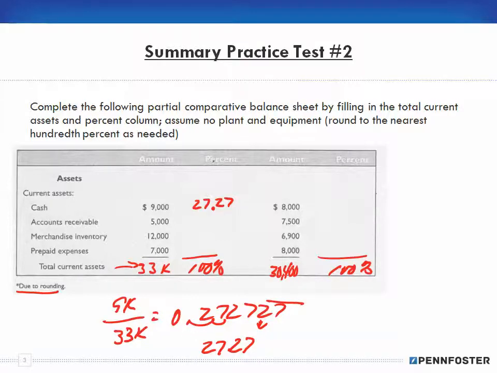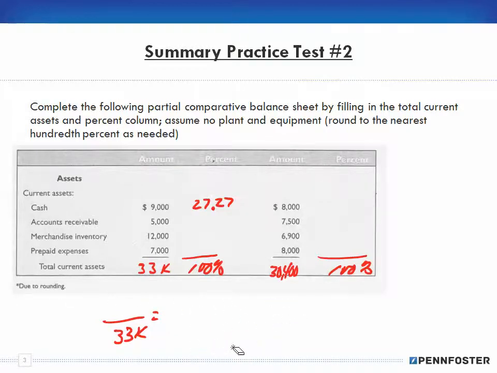Notice that that's a repeating number, and because of issues like that, you're going to have rounding. But what's the process? If I understand this process, then all I'm left with is doing it again and again, crunching the numbers. I want to find out what percent this is, so I take whatever number I'm looking for and divide it by my total current assets. To find my accounts receivable, I take 5,000 and divide that by 33. So 5 divided by 33 is 0.151515. Two places over, 15.15, and the 1 means I'm rounding down, so 15.15%.